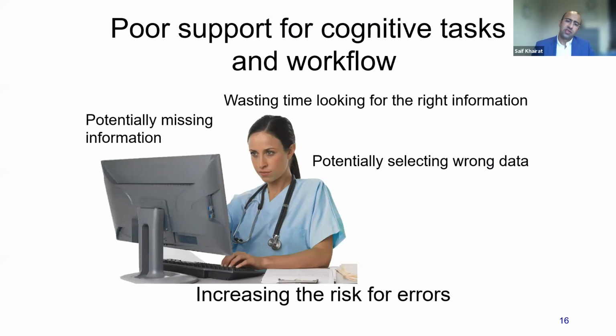So another pain point of the EHR is the poor support for cognitive tasks and workflow. Wasting time looking for the right information is a notorious problem in the EHR. Potentially selecting wrong data is another pain point, and missing important information from all that data being presented to us is probable, which increases the risk for medical errors happening.